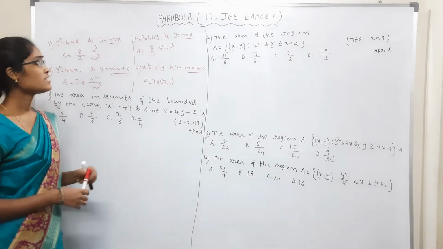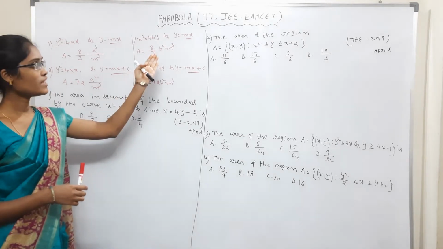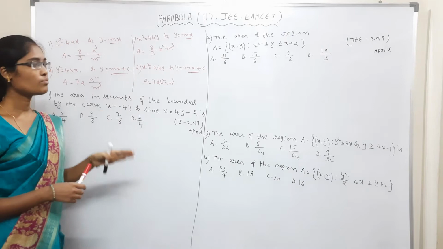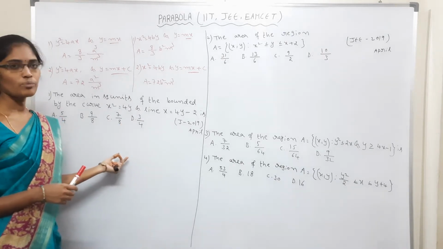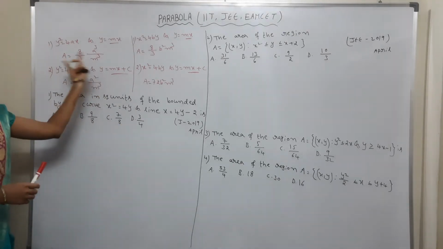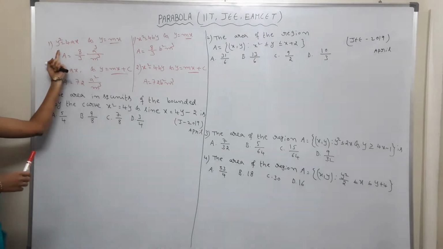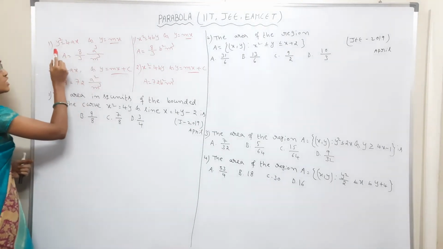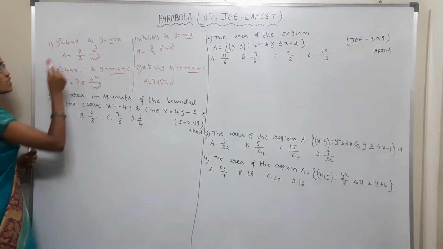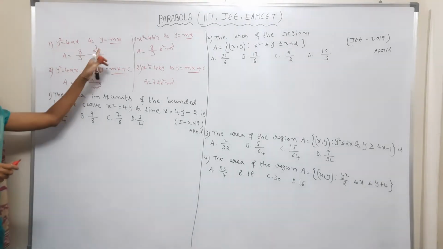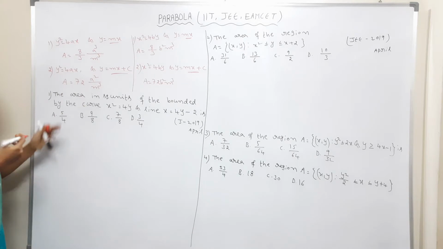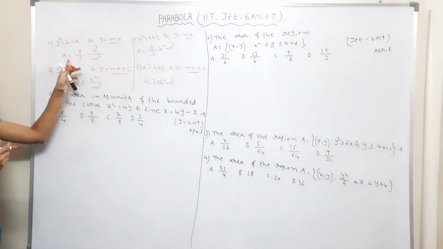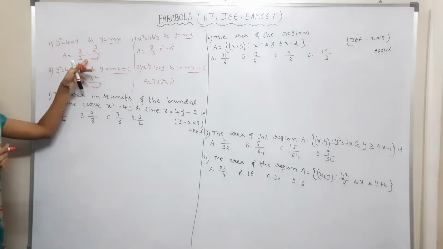Now, today we will discuss the parabola chapter in IIT JEE and other competitive exams. It's a very important topic. See the first one: y square is equal to 4ax and y is equal to mx. This is the parabola curve equation, and this is the line y is equal to mx. Now the area is equal to 8 by 3 into a cube by m cube.